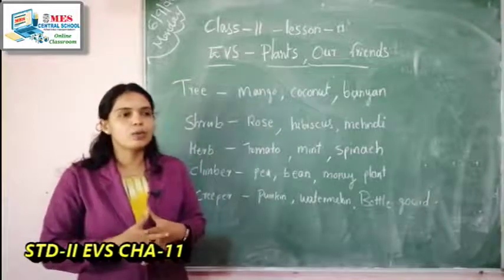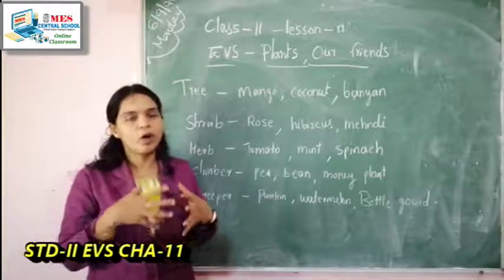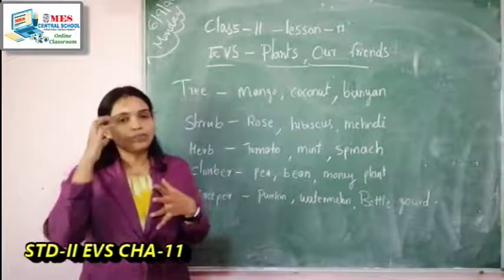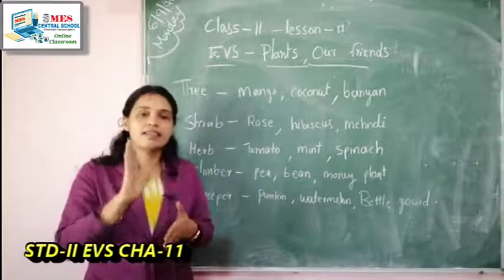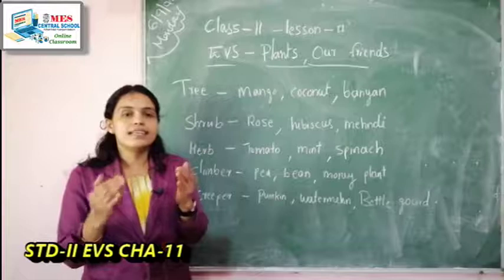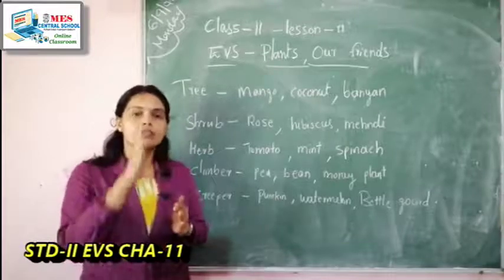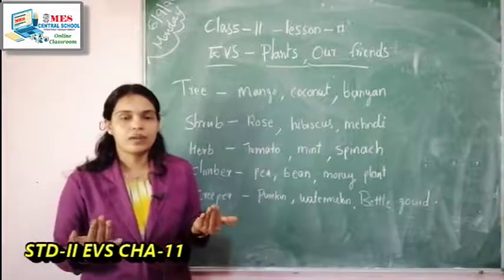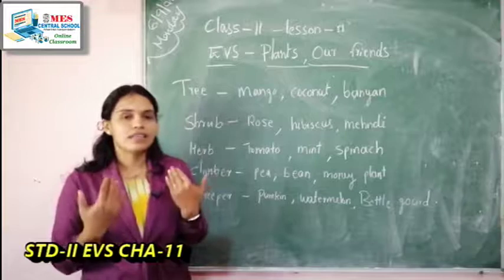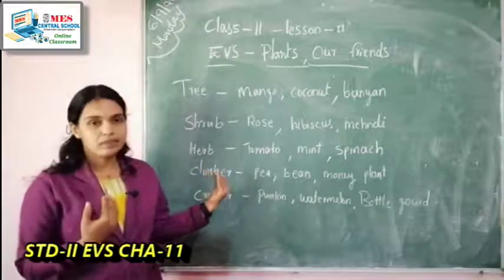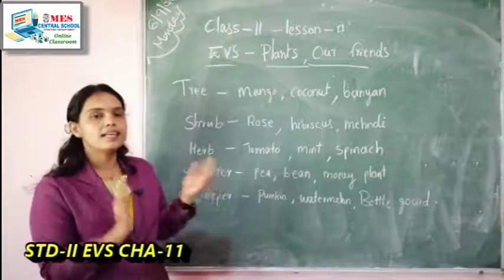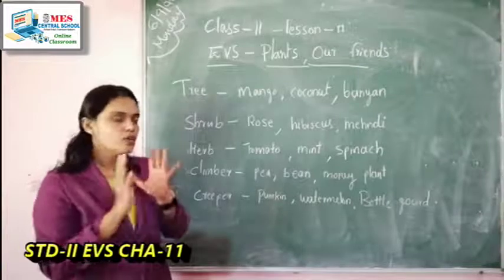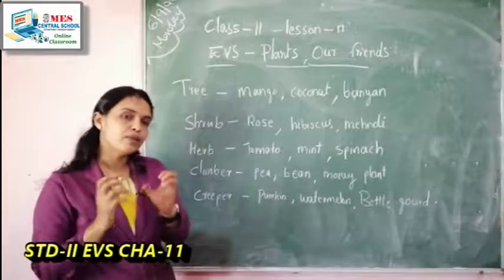So some plants, we are calling them climbers because their stem can't stand straight. They always need a support to stand straight and to grow straight. Otherwise they can't grow. Such plants we can call climbers. From an example you can understand very easily.